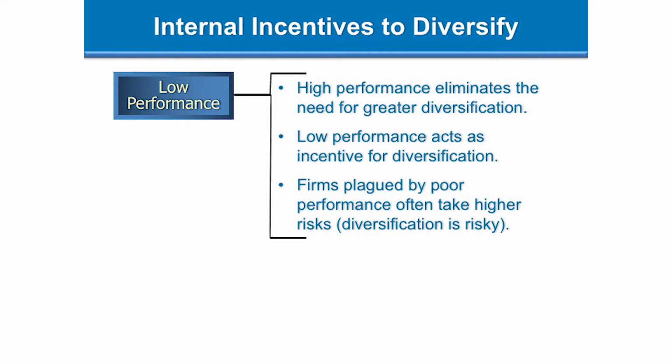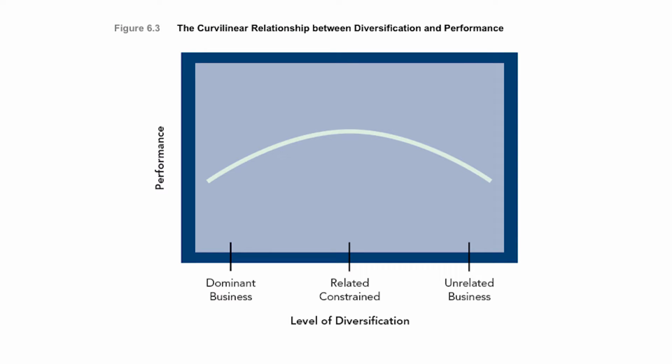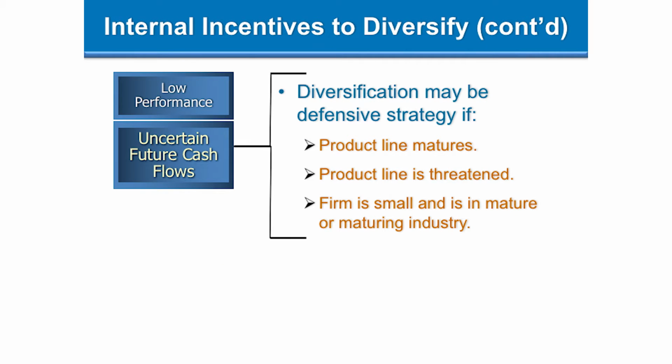Low performance, as one of the internal environments, is highly related to the incentives of diversification. Some research in strategy shows that low returns are highly related to greater levels of diversification, because high performance eliminates the need for greater diversification. In other words, as shown in the figure. In addition, if a firm and its product line become mature and threatened, or if a firm is small and in a mature industry, sometimes it is necessary to diversify for long-term survival.